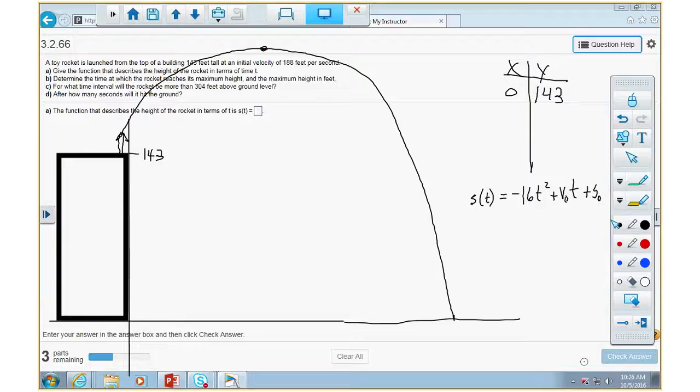V sub 0 is your initial velocity. So S of T plus, what's our initial velocity? 188? What's S of 0?